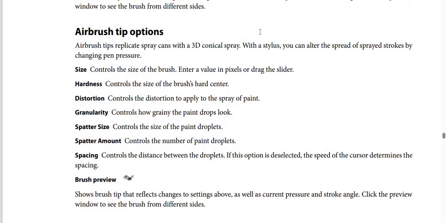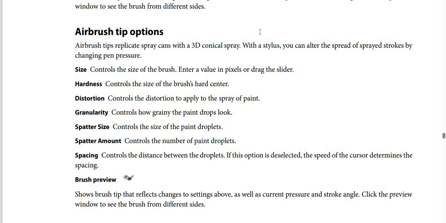And what's the meaning of size? Size is meaning controls the size of the brush, and enter a value in pixels or drag the slider. And what about hardness? Hardness is meaning that controls the size of the brush's hard center. And distortion. What's the meaning of distortion? It's meaning controls the distortion to apply to the spray of paint.